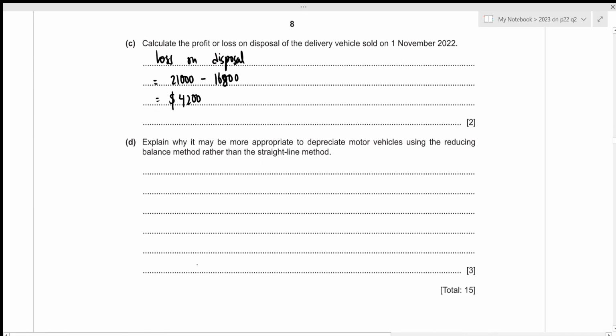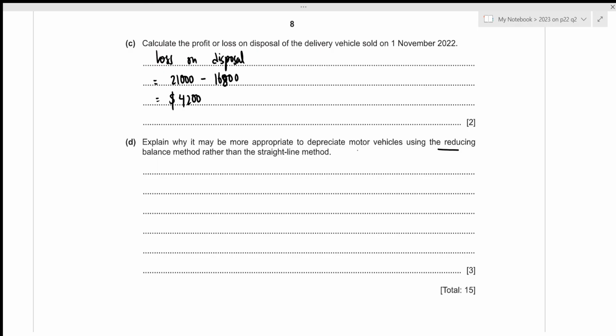Now we need to explain why it may be more appropriate to depreciate motor vehicles using the reducing balance method rather than the straight line method. So remember that the straight line method will charge the same amount of depreciation for each year, but the reducing balance method will charge a higher amount of depreciation in the beginning years and a lower amount in the later years. And since in this case we're talking about vehicles, the reducing balance method will be more appropriate because motor vehicles lose a disproportionate amount of their value in the early years.